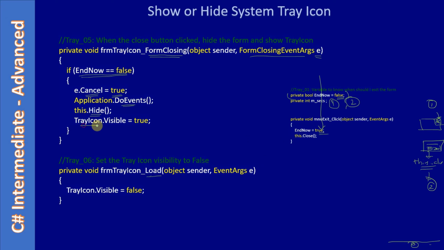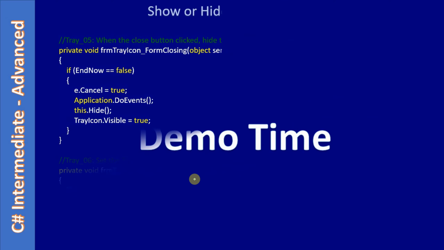Then finally, we set the tray icon visible to true. During the form load, we set it to false just for safety. Here, when the user clicks the close action, we set tray icon dot visible equal to true. That means the form will be hidden and the icon will stay in the tray icon control, I mean the tray icon of the taskbar. So that's all. Now we will go to the demo and implement the code.